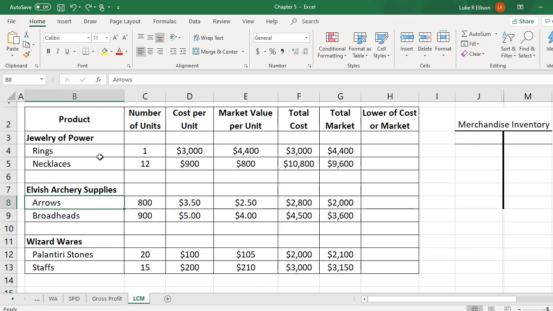The way we do this is first we look at the rings, we look at the total cost, we look at the total market value, and then we decide which one is smaller. In this case, it's the total cost. And we copy that value over to the lower of cost or market column. Then we can move on to the necklaces. In this case, the total market value is smaller than the total cost. So we can copy that one over to the lower of cost or market column. And you can continue to do this for all the rest of your products.